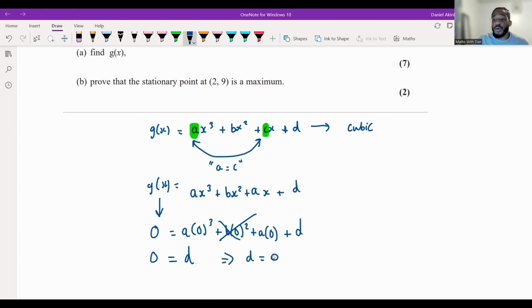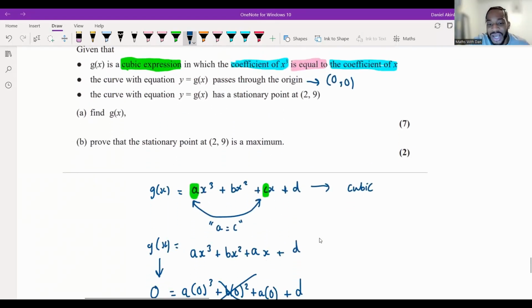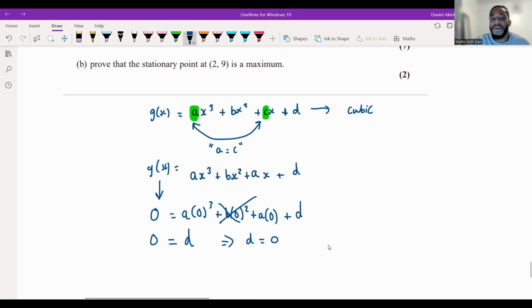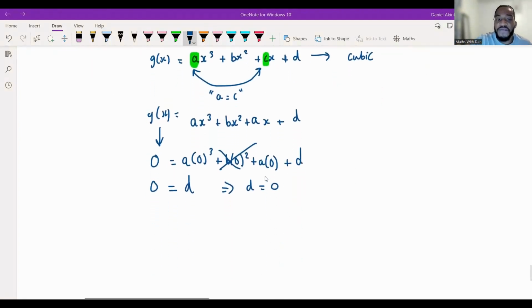So you could just do it manually and plug it in, or you could say, well, fine, if it passes through the origin, there is no y-intercept, so you can go directly and say d is equal to 0. But either way, you get the same thing. Does that make sense, guys? We all happy with this so far? Yeah, good.